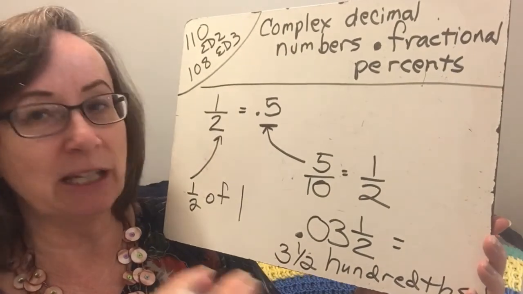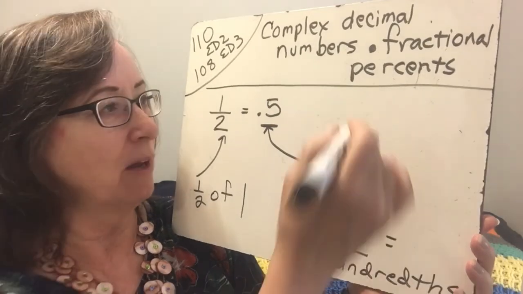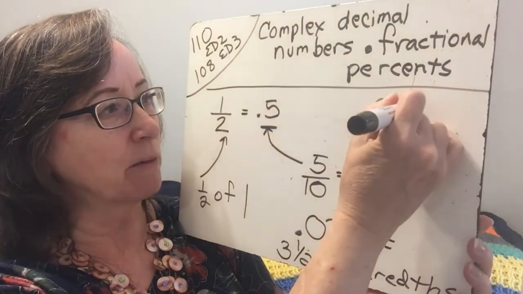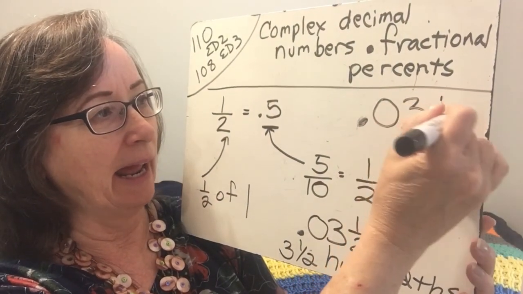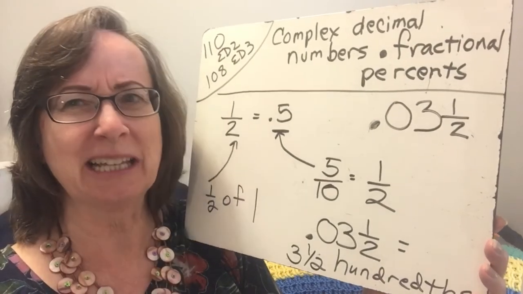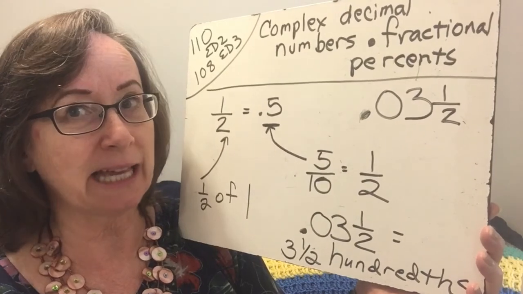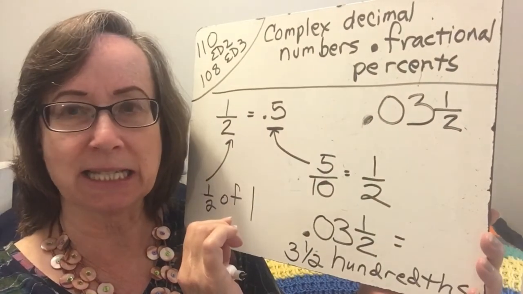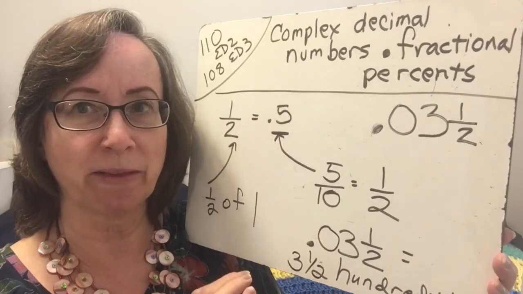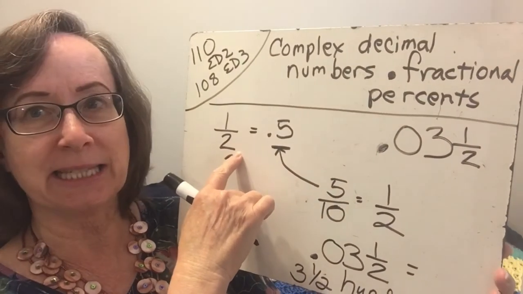So, this is something you don't see a lot, but what happens when you see something like 0.03 and a half? Okay, we got a fraction inside a decimal, which is not a good form. Okay, so we're not saying that this is the way you should see it, but when you do, what do you do with it?